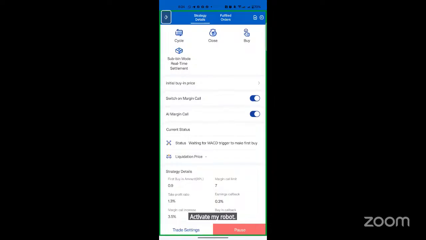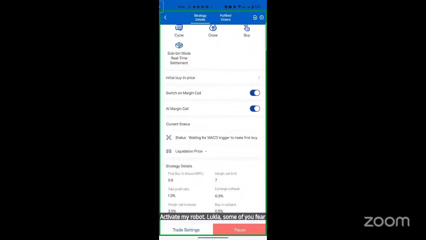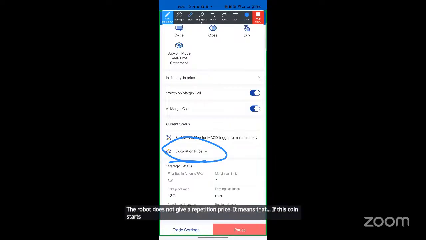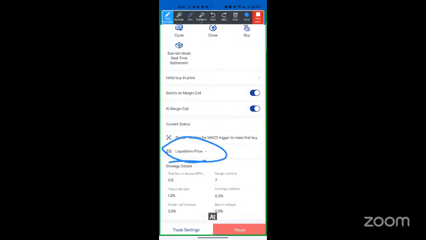Look here, some of you fear for nothing. Number one, the robot does not give a liquidation price. It means that if this coin starts, let's wait, if the robot will give you a price at which you will be liquidated or you will lose your money. And some coins will have 0 liquidation prices. Give me one if you copy.